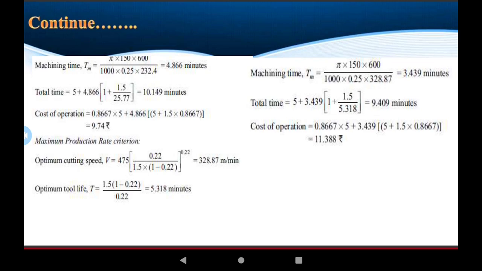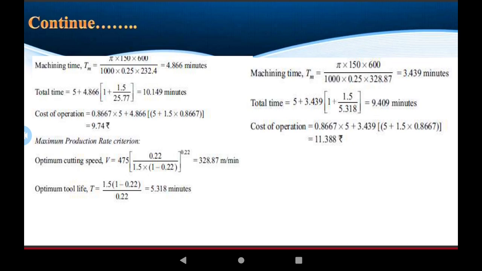Now find the total time: 4.866 plus (1 plus 1.5 upon 25.77), which gives 10.149 minutes. Then find the cost of the operation: C naught into (idle time plus machining time) plus TC value. Putting the values, 0.8667 into 5 plus machining time 4.866, plus 5.1.5 into 0.8667. Solving this problem gives 9.74 rupees.